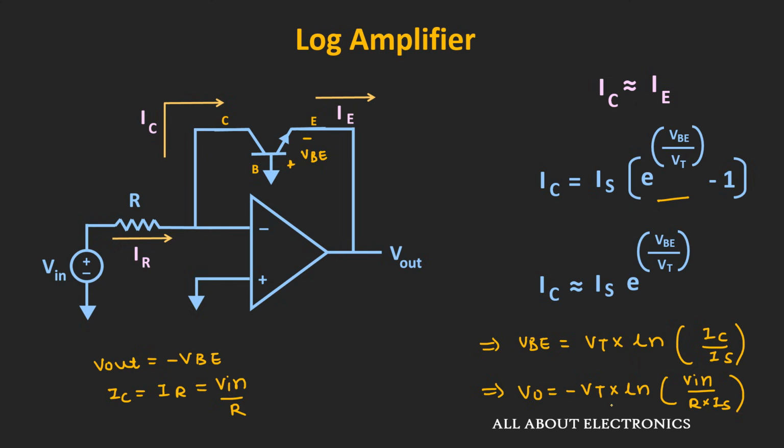And as you can see over here, for the transistor the ideality factor is equal to 1. So there is no dependency on the ideality factor. So using this transistor based log amplifier, we can increase the dynamic range of the circuit. So now similarly, let us find out how we can design the anti-log amplifier using this transistor.